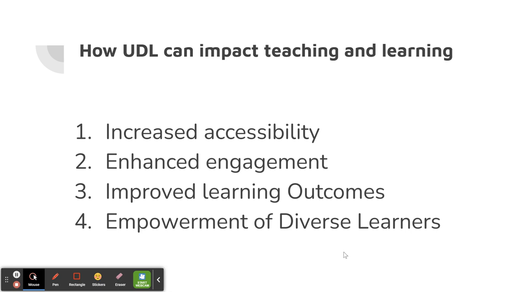Number one, increased accessibility. By offering multiple means of representation, for example, visual, auditory, tactile, UDL ensures that content is accessible to students with diverse learning styles, preferences, and abilities. For example, providing a text to speech option for reading materials benefits both students with visual impairments and those who may struggle with traditional text.